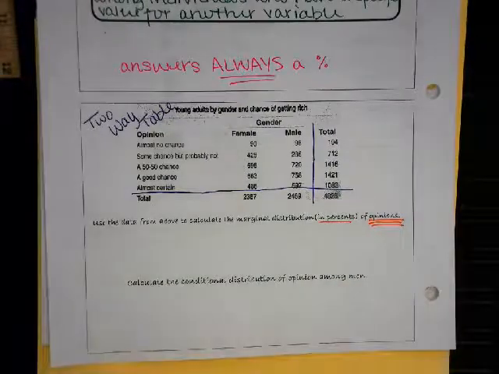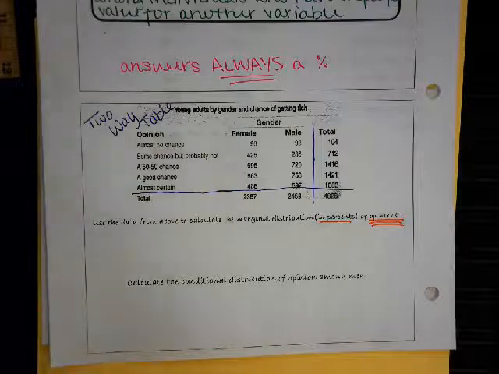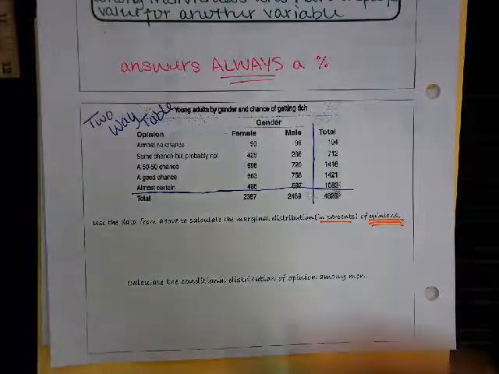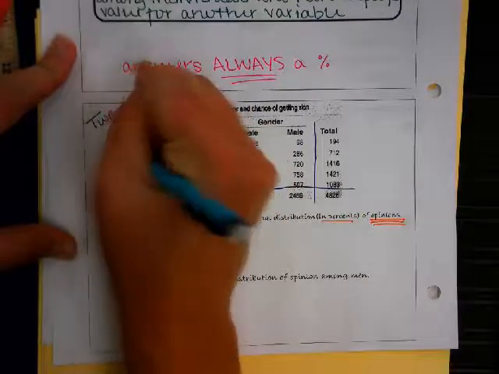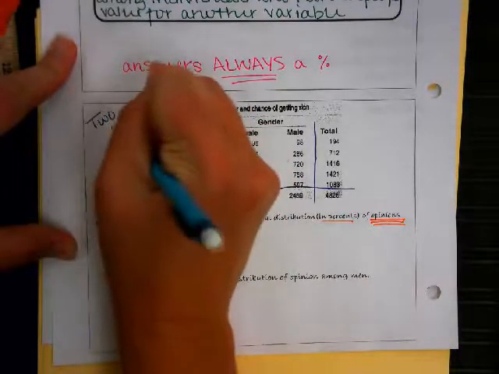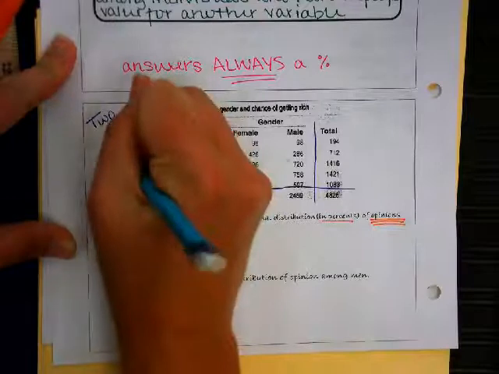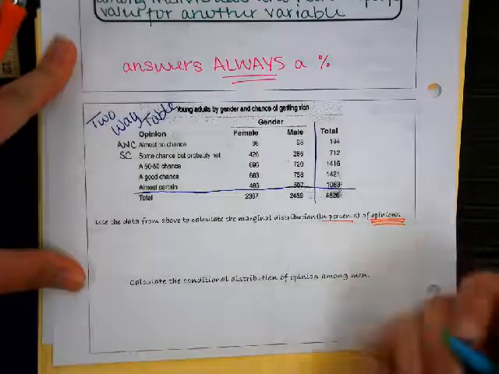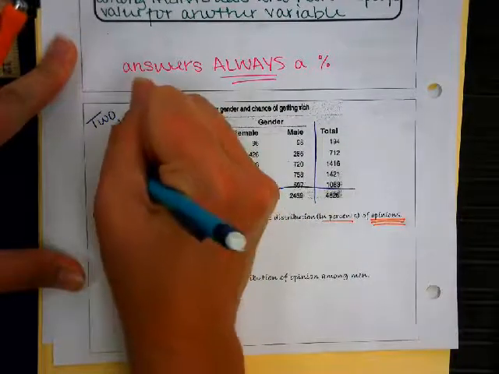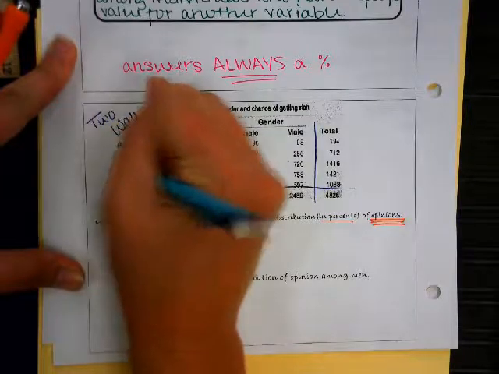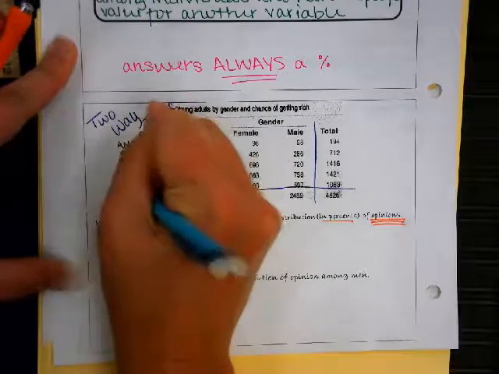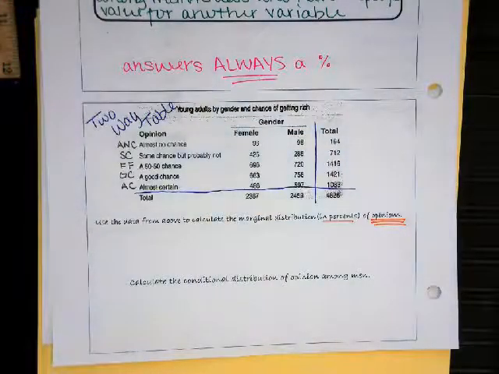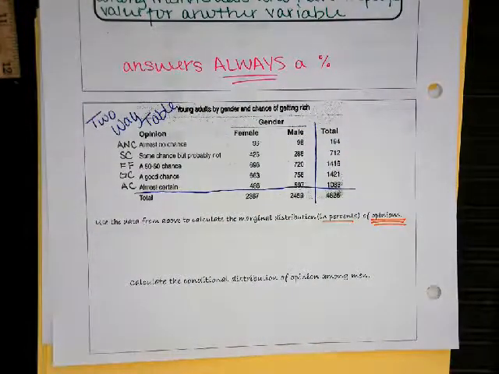And as you guys know, I'm lazy, so I'm not going to write out all of these. I'm going to abbreviate. Almost no chance is AC. Some chance is SC. 50-50, I'm going to go with FF. Good chance, GC, and almost certain AC. That way I don't have to write out lots of words.